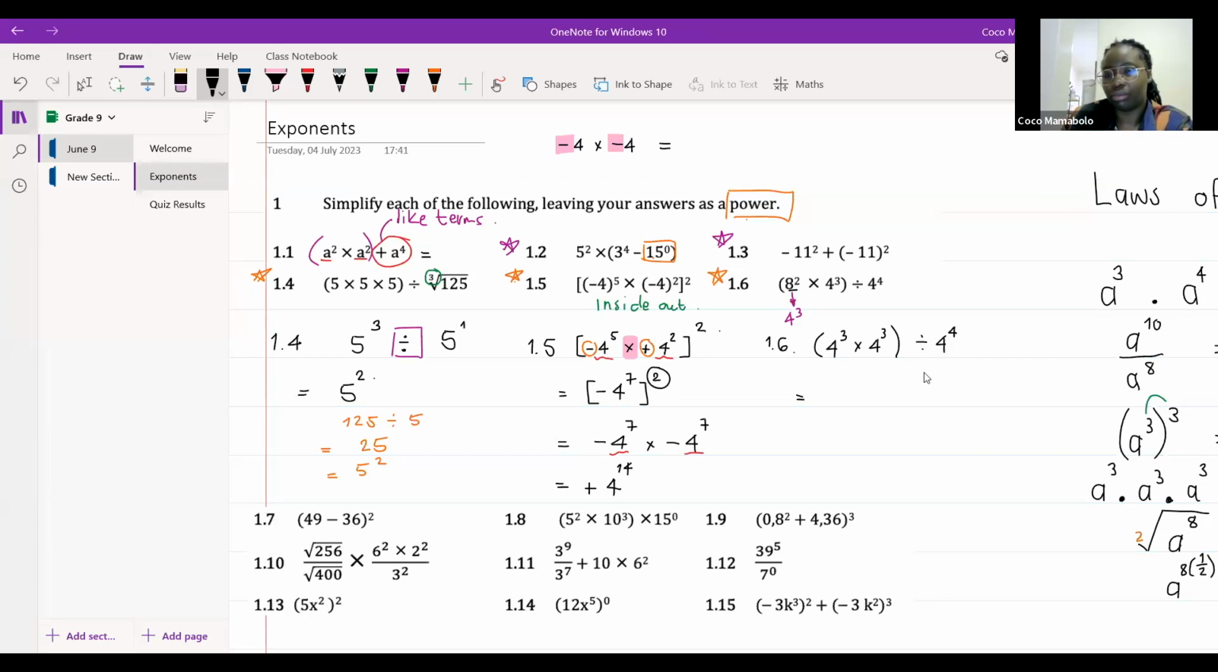So firstly, since they're the same base, you're going to get 4 to the power of 6, and then 4 to the power of 6 divided by 4 to the power of 4 would give you 4 to the power of 2. Good stuff. Excellent, because we're dividing, so the exponents subtract. Well done. Excellent work, Boizo. Very well done.